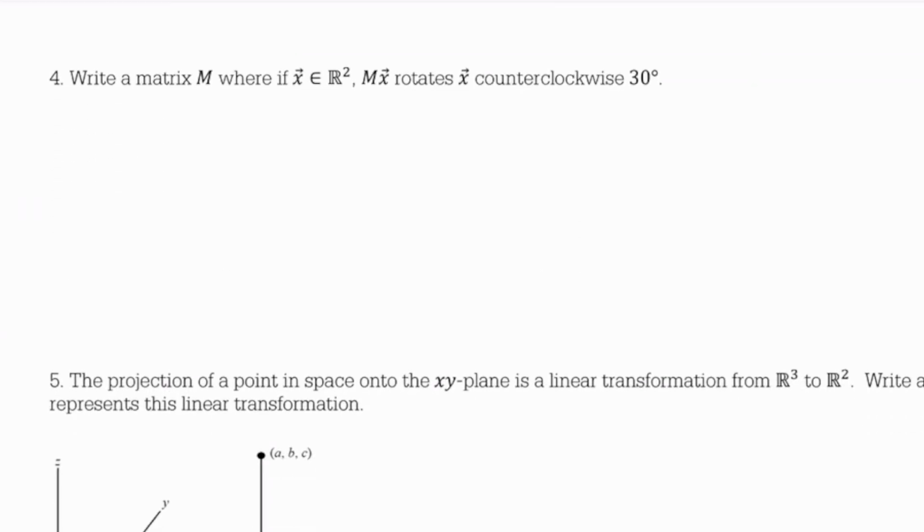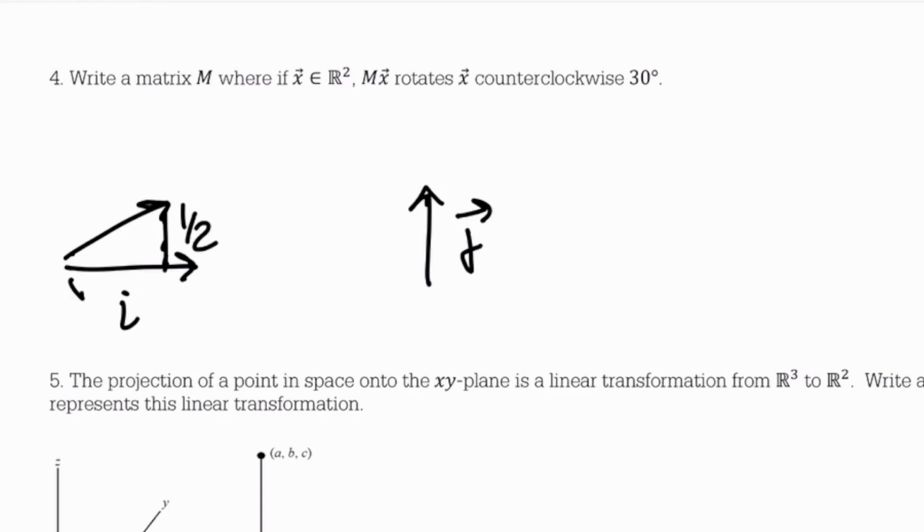All right, on the back, write a rotation matrix for counterclockwise 30 degrees. All right, so we're going to figure out what happens to i, and we're going to figure out what happens to j. All right, if we rotate 30 degrees, it's going to make a 30, 60, 90 triangle. Dimensions would be 1/2 and root 3 over 2.